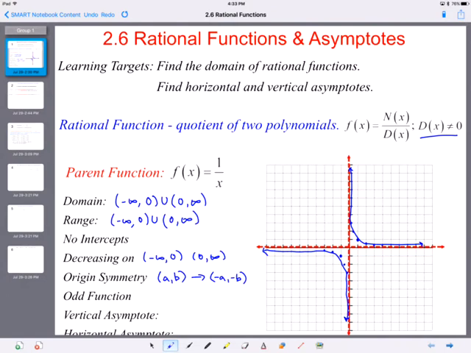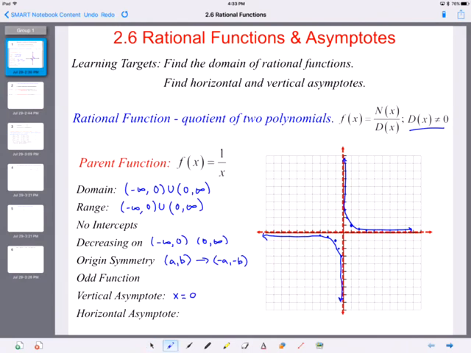And our vertical asymptote is at x equals 0. So that's that vertical line that crosses through the origin. And then our horizontal asymptote is at y equals 0. So this is the parent function.